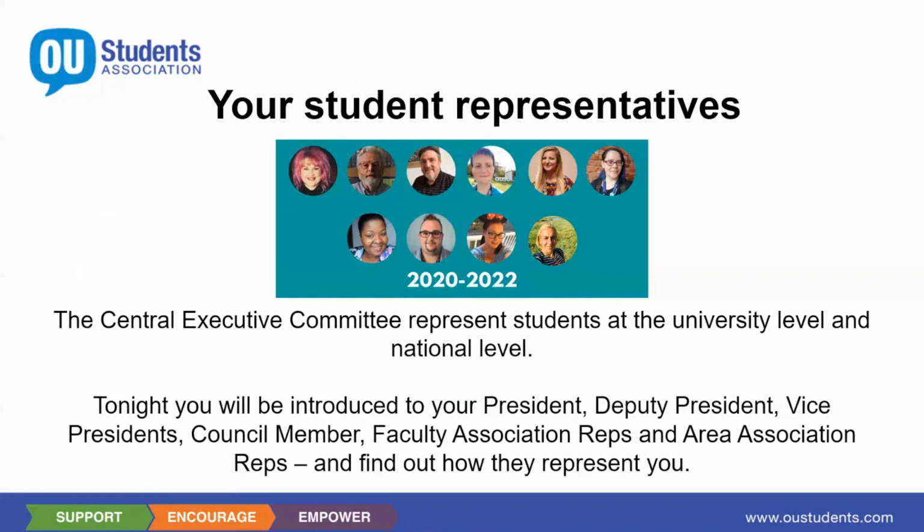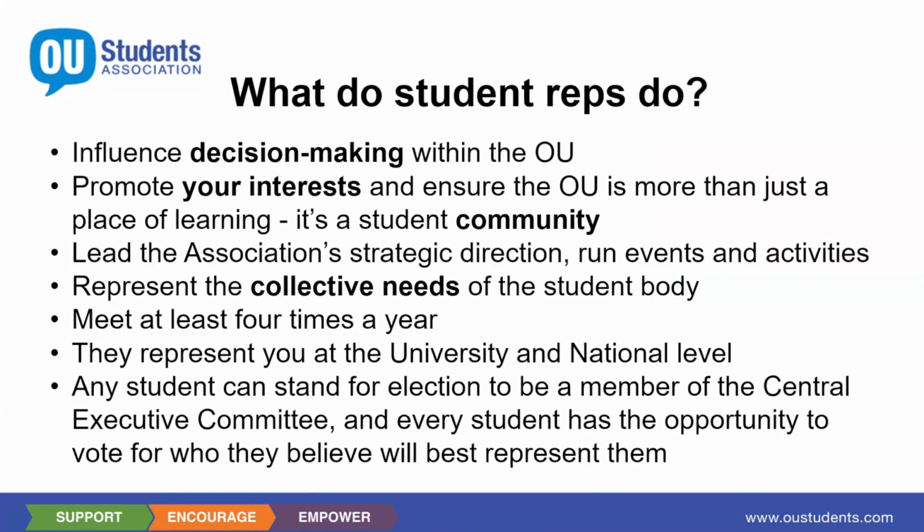Your student representatives are called the Central Executive Committee, and we represent students at the university level and at national level. Tonight I'm going to introduce you to me, your president, the deputy president, all the vice presidents, our council member, our faculty association reps, and our area association reps, and they're going to tell you a little bit about how they represent you. Just a brief rundown of what student reps do. Student reps influence decision making within the OU. They promote your interests and ensure that the OU is more than just a place of learning, that it's a student community. And that's something that we really want to work towards.